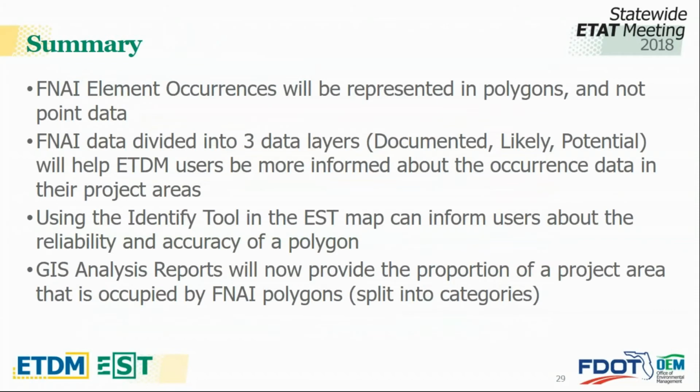So I know that was pretty quick, and we're just going to summarize quickly what we went over. The FNAI element occurrences will be represented in polygons and not point data, and the data will be divided into 3 data layers: documented, likely, or potential, and it will help ETDM users be more informed about the occurrence data in their project areas. Using the Identify tool and the EST map can inform users about the reliability and accuracy of a polygon, and the GIS analysis reports will now provide a proportion of a project area that is occupied by FNAI polygons, split into those categories.